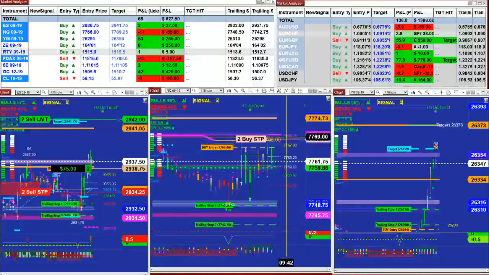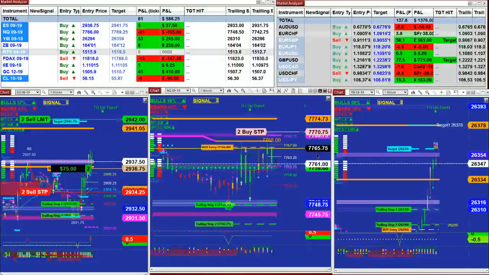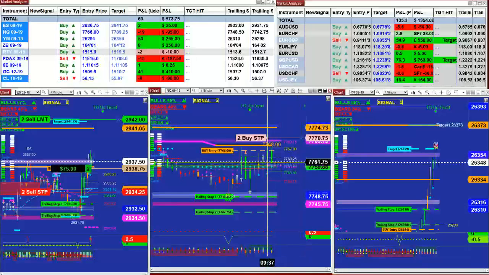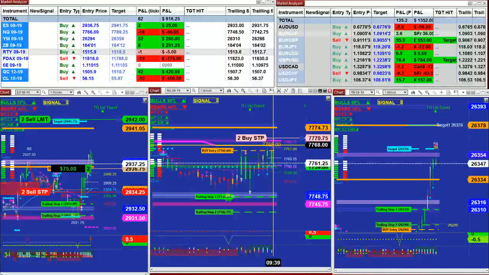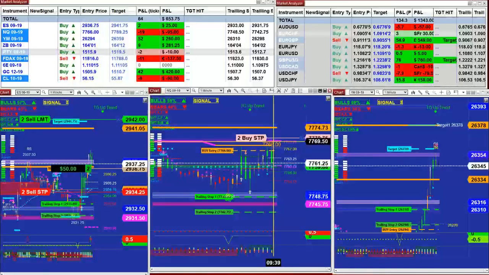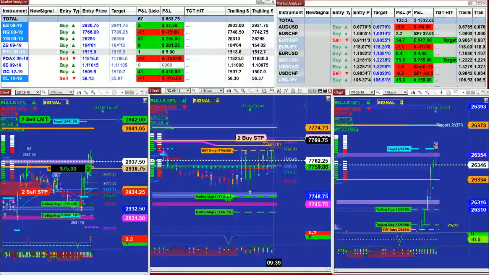So if you want to take it here, right there, because we need to cross this one here, the 7768, this is a re-entry point, and we need to cross this heavy resistance at 69.75.